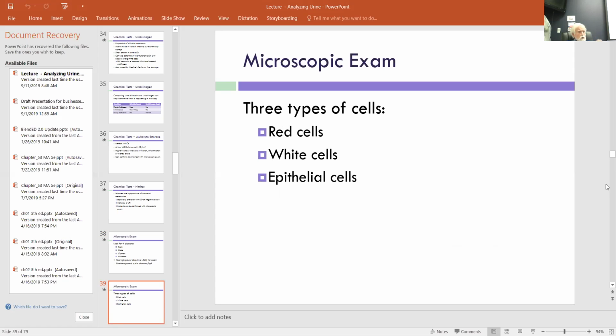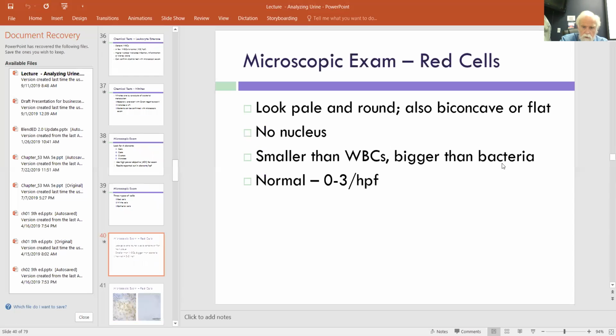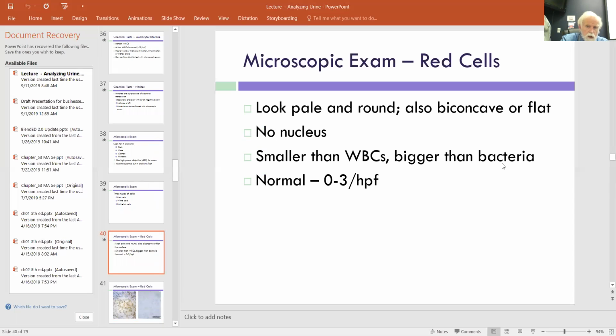So what we're looking at when we are looking at cells is red blood cells, white blood cells, and epithelial cells from the bladder, from the urinary system structures. We'll get to all of these things in a minute. Let's go down. Red cells.